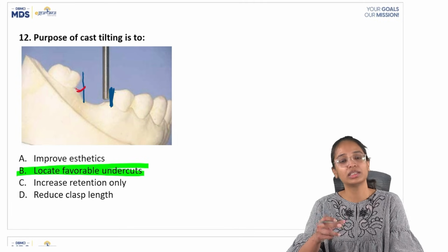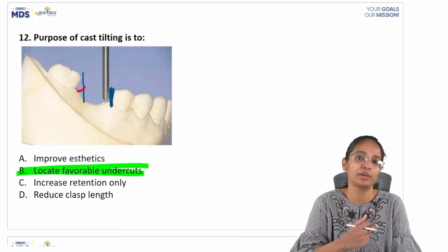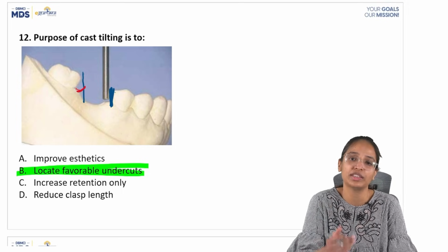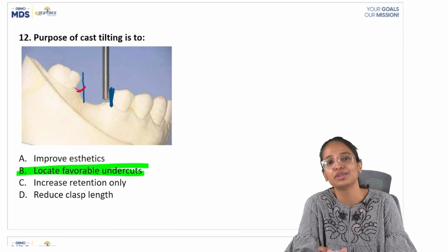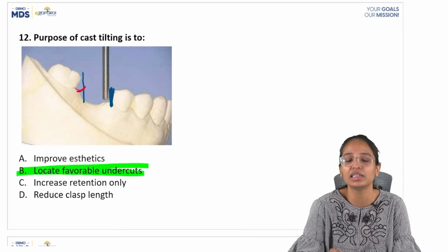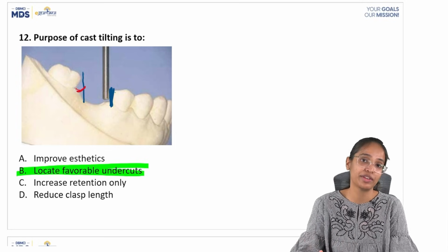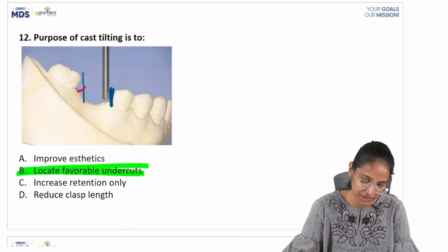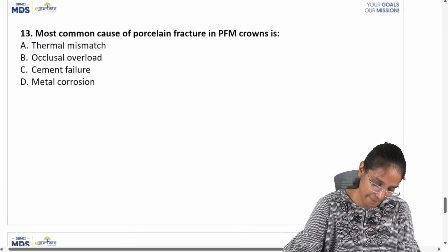So we have to adjust the tilt of the cast in a manner where all of your proximal surfaces that are going to be touched by the rigid component of the cast partial denture require minimal tooth preparation, and come near parallel to each other. We adjust that tilt in the first step of surveying, and this step is called locating your favorable undercuts. So option B is your correct answer here.